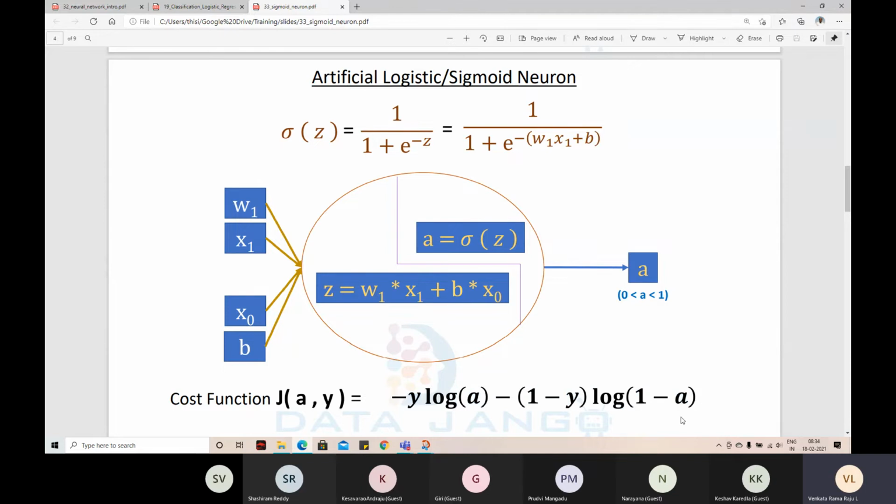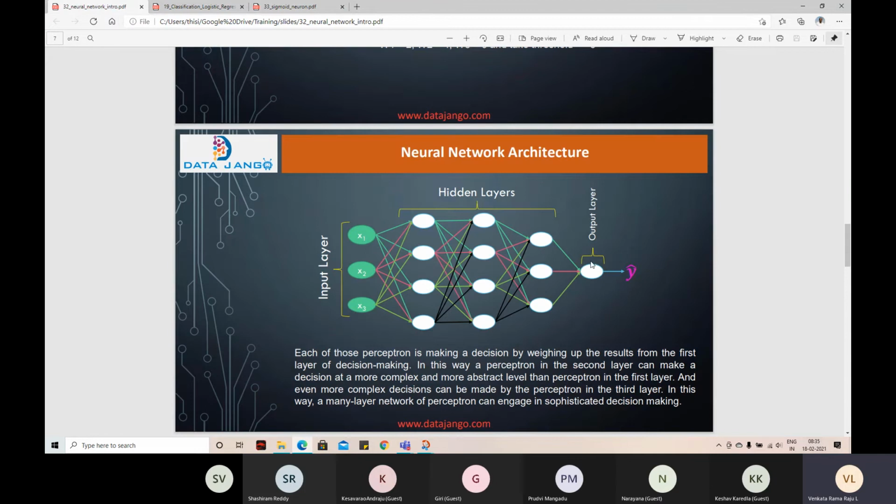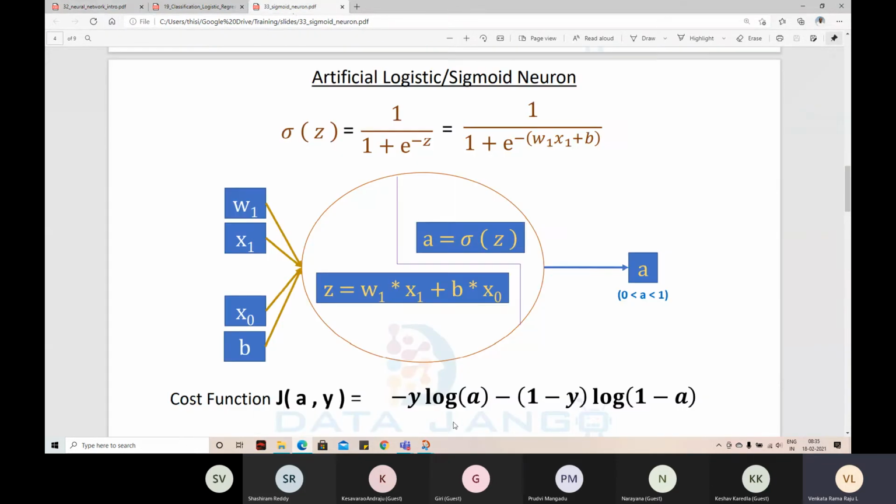The cost function is again the same thing. If it is binary classification, the cost function is going to be minus y log h of x minus 1 minus y log 1 minus h of x. H of x I denoted with a. This is the cost function for logistic regression. Yes, sir, in a neural network also, for binary classification, if the output node is a logistic regression node, then the cost function is going to be the same.